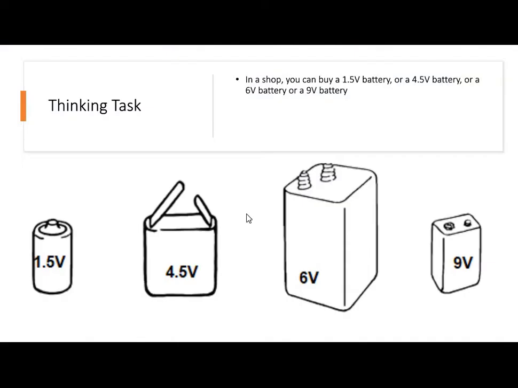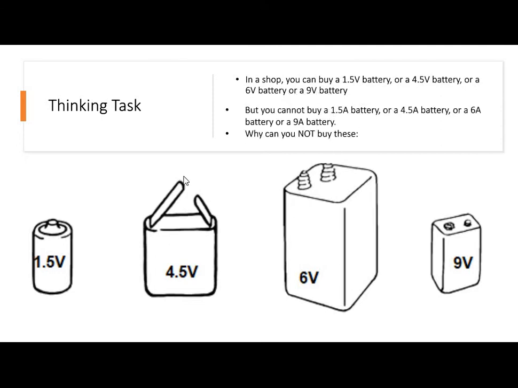Okay, quick thinking task for you. You should have had a go at the starter questions. Hopefully they have got your brain in gear, but just to get us thinking first of all, this question says, in a shop, you can buy a 1.5 volt battery or a 4.5 volt battery or a 6 volt battery or a 9 volt battery. What I want to know is why you cannot buy a 1.5 amp or 4.5 amp or 6 or 9 amp batteries. Why are our batteries in volts rather than amps?